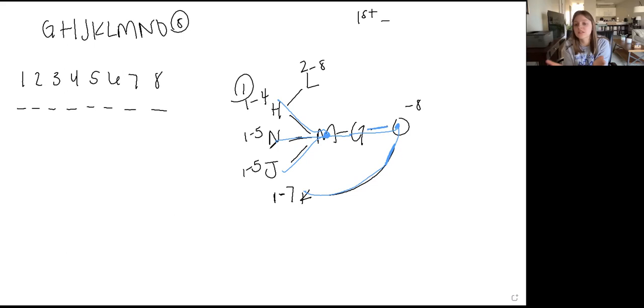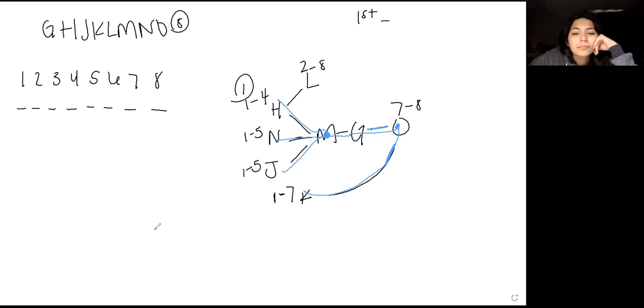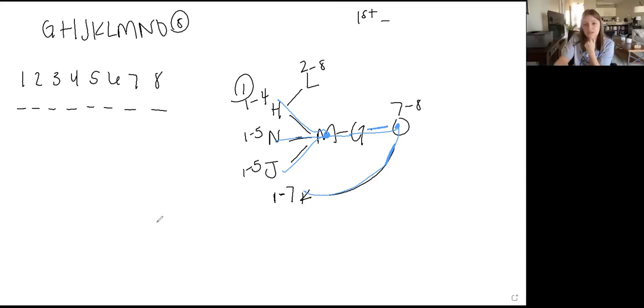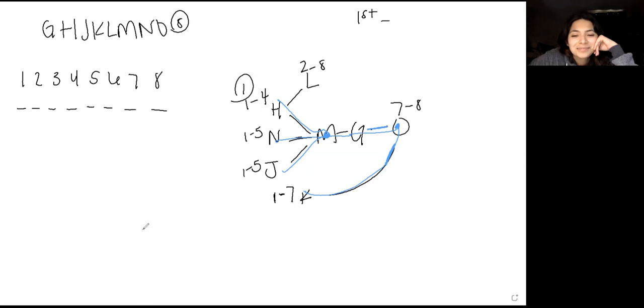So if we have 6 that have to come before O, that means we can only have O at 7 or 8, because 6 have to come before it. Okay. Any questions about that? No. It's a lot. It's totally fine if it makes 0 sense.